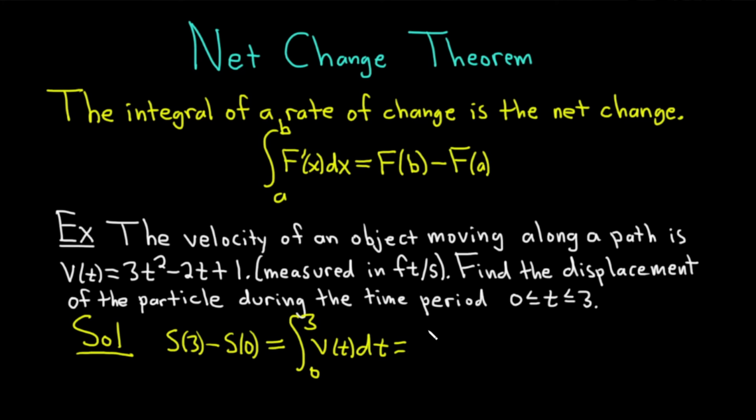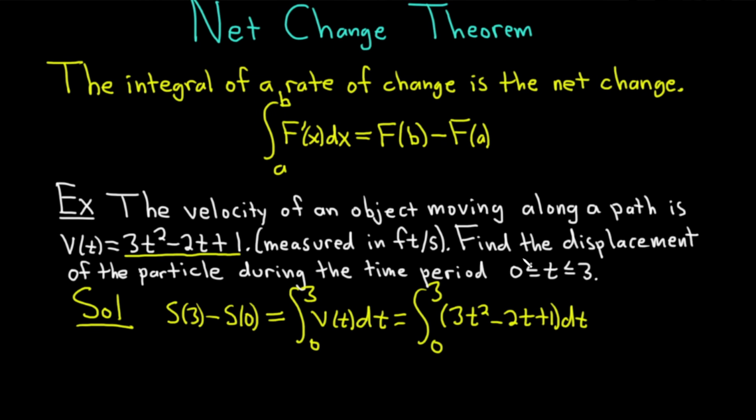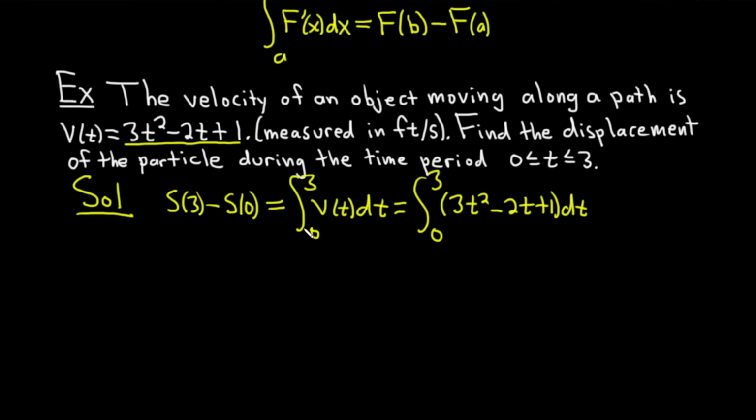So this is equal to the definite integral from 0 to 3. And here we have v of t. It's 3t squared minus 2t plus 1. So this is 3t squared minus 2t plus 1 dt. So basically all we have to do is integrate the velocity function over this interval, and that basically gives us the displacement, which is really, really cool.